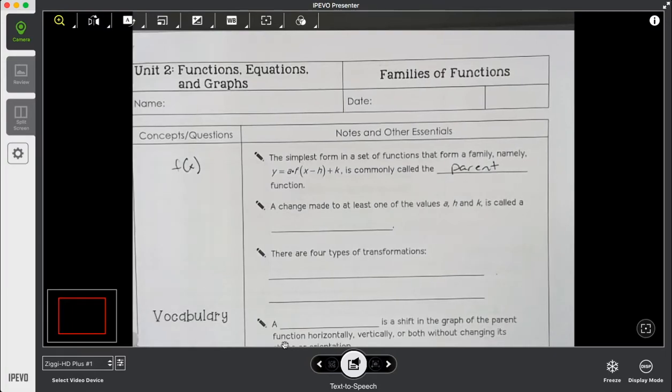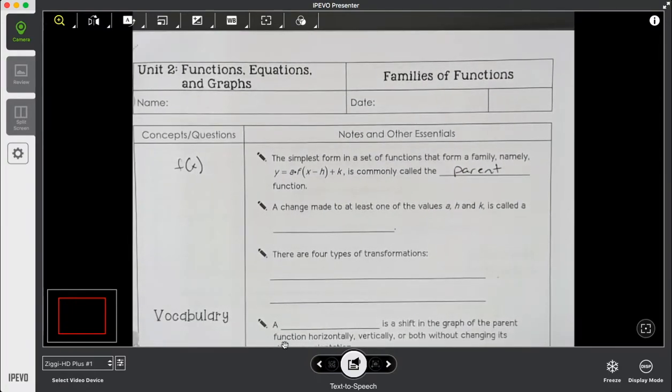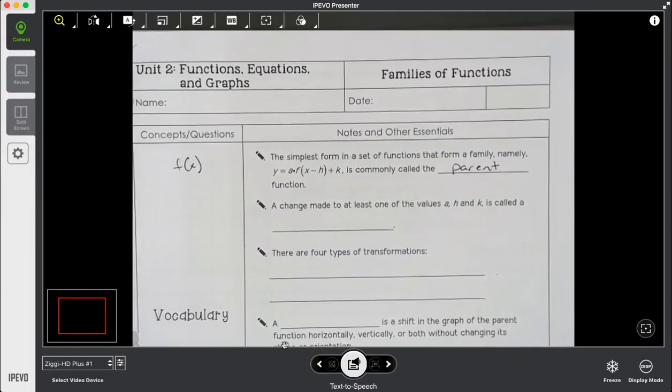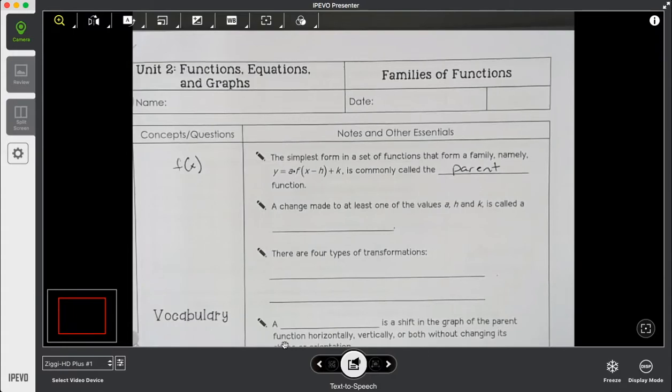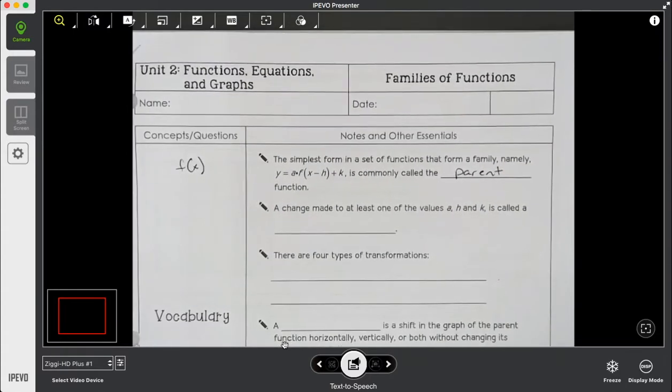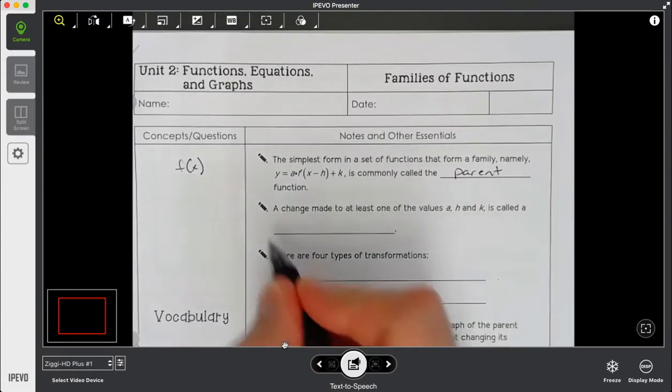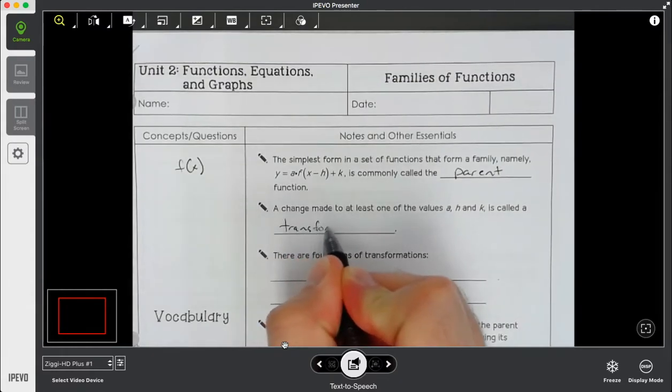I know this is going to seem a little confusing for now, but I think over time you'll get the hang of it. One of the reasons we're doing this section by video is so that you can keep rewinding and rewatch again in case it helps you get it. When we make a change to at least one of the values above, a, h, and k, that is called a transformation.